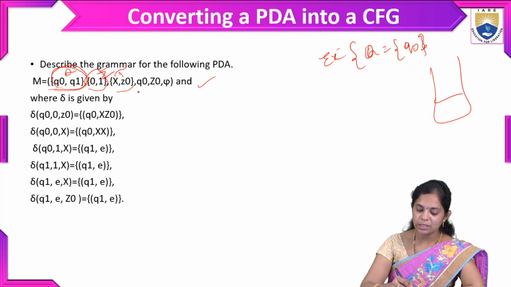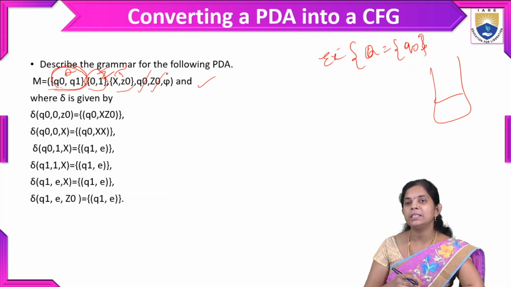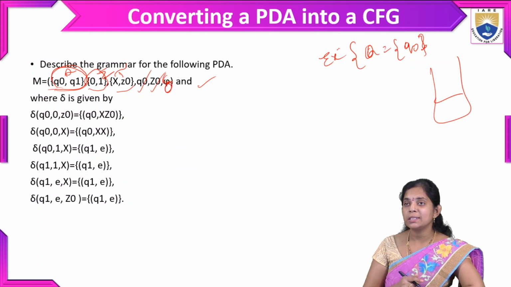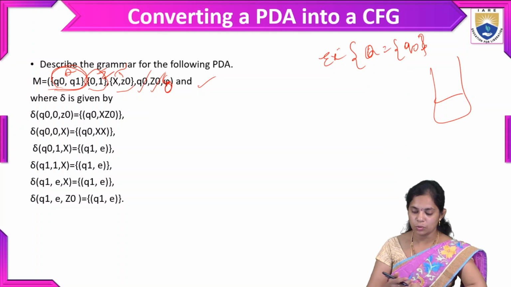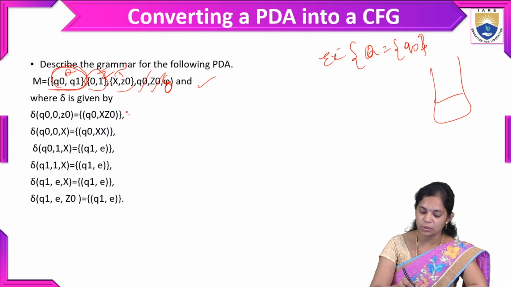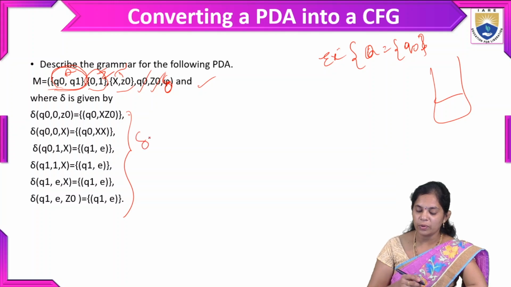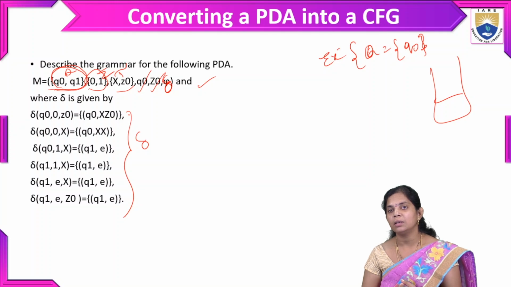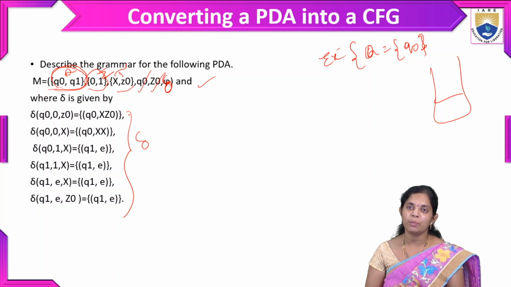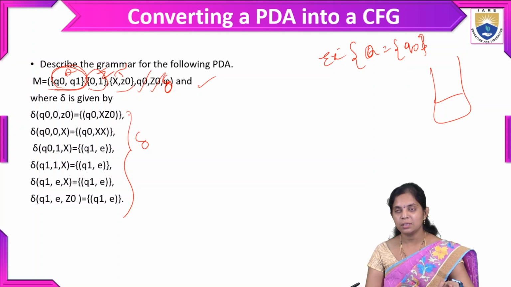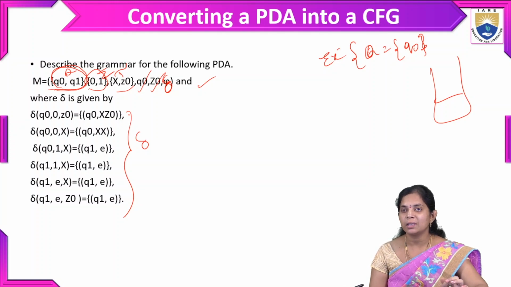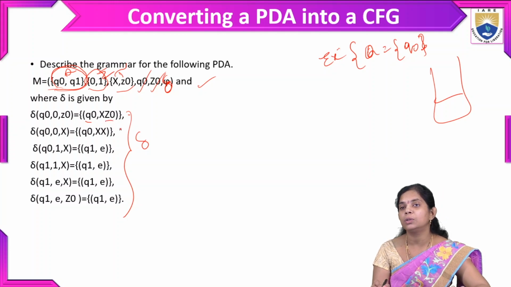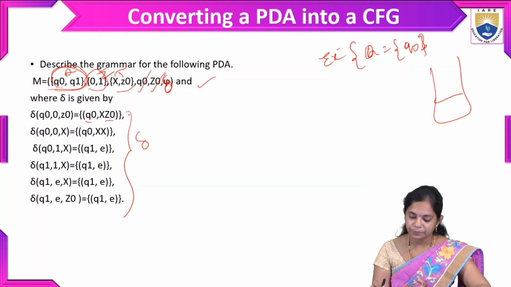And Q naught is the initial state, Z naught is the initial stack symbol, and this one is a delta. So delta is nothing but a transition function. So what are the transition functions? These are all the transition functions. So here, by observing this one, we can construct the context-free grammar. So here we have the transition functions. How to design the transition functions for two input things, two states.